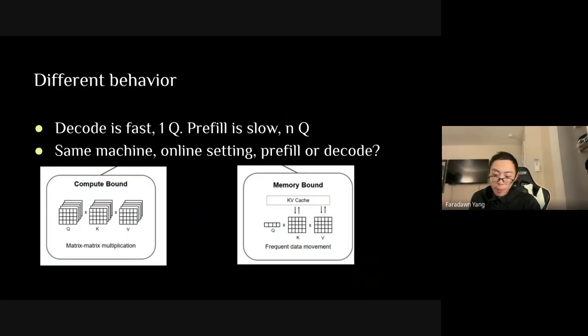Imagine if you have one machine, one GPU, in an online setting where there are constant requests flowing in. Should you prioritize the prefill requests first, or do those ongoing chat windows? Decode means when the chat is producing tokens one by one. So in a single step, if you can only choose one computation, which one should you prioritize? Is it the incoming one or the decode?